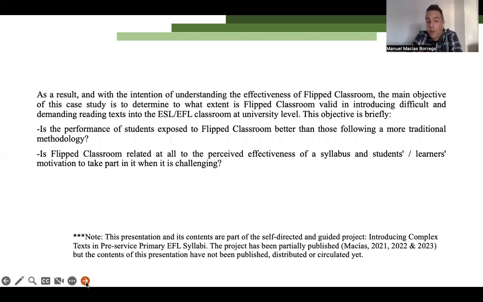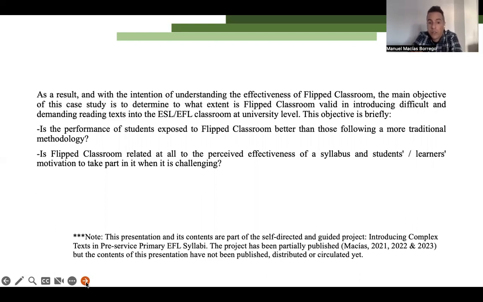As a result, and with the intention of understanding the effectiveness of flipped classroom, the main objective of this case study is to determine to what extent flipped classroom is valid in introducing difficult and demanding reading texts in the English as a second language or English as a foreign language classroom at the university level. This objective briefly responds to two investigation questions.